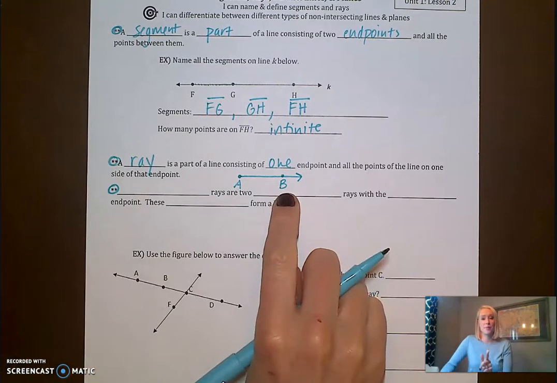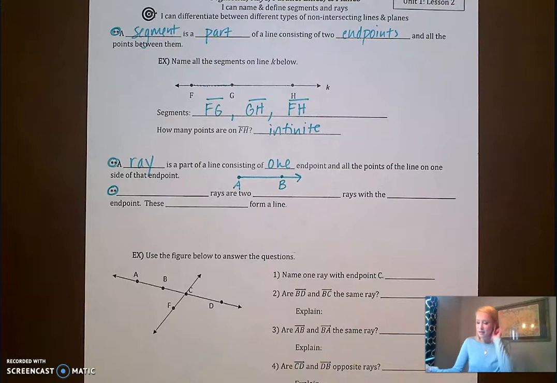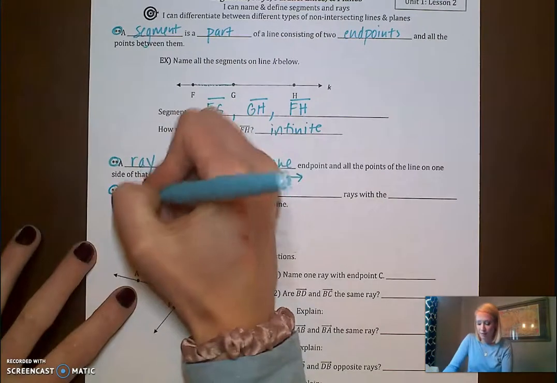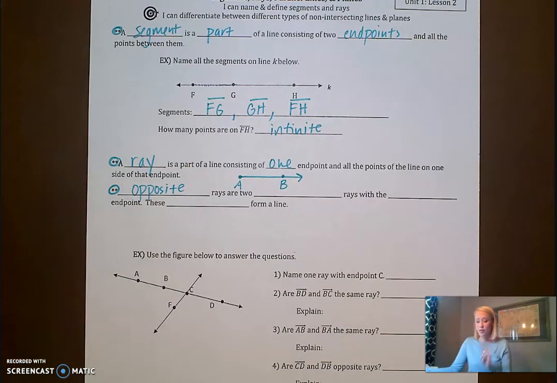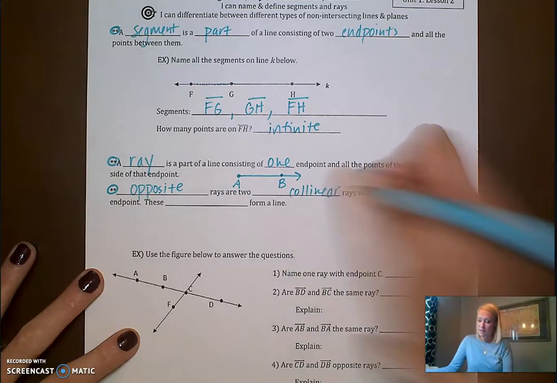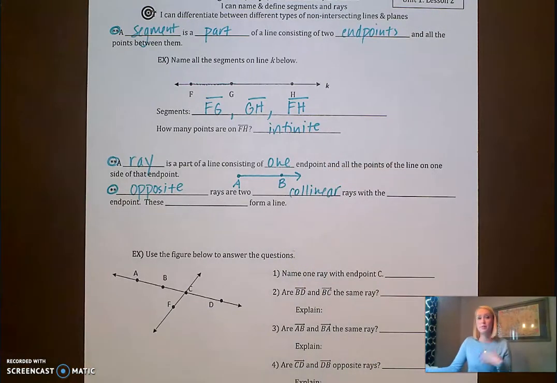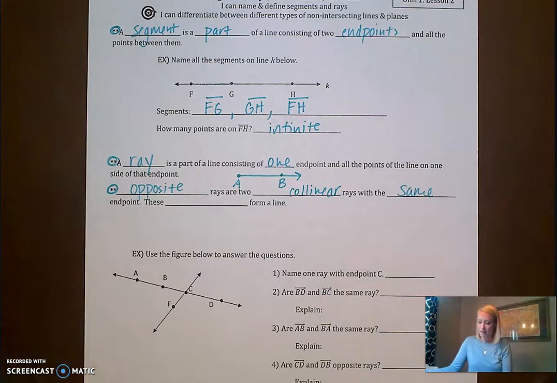You're going to name another point so you know the direction of your ray here. We'll get to that. There's also something called opposite rays. So opposite rays are 2 collinear, there's a term from last lesson, they're 2 collinear rays, which means they're on the same line, and they have the same endpoint. Note here, before I draw your picture, that opposite rays always form a line together.